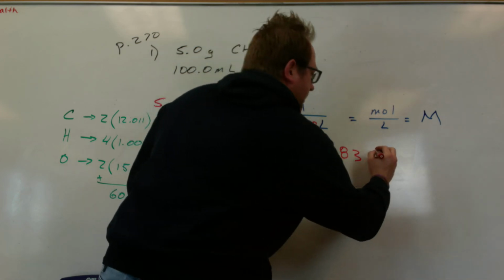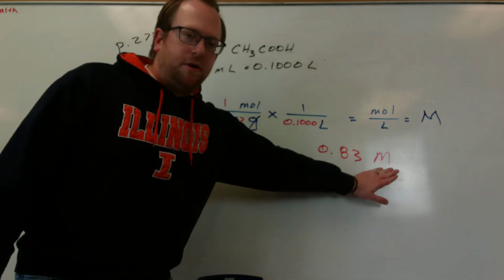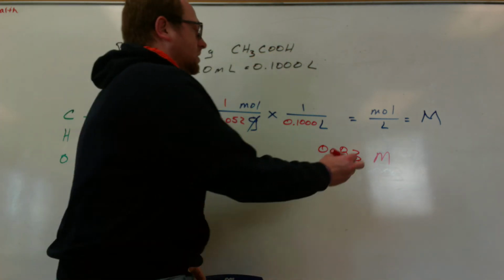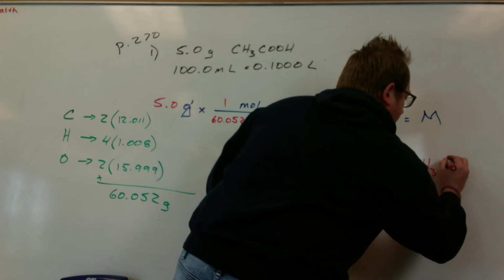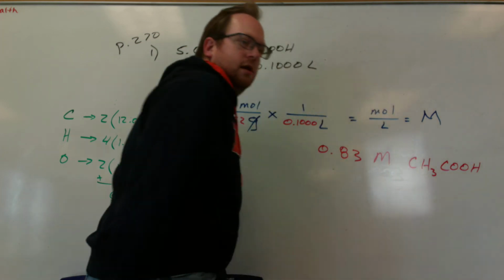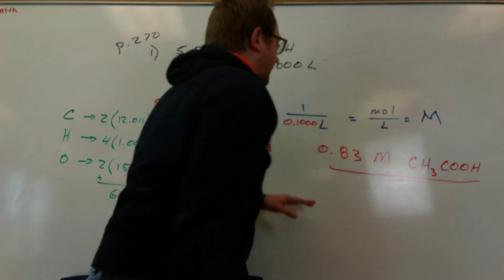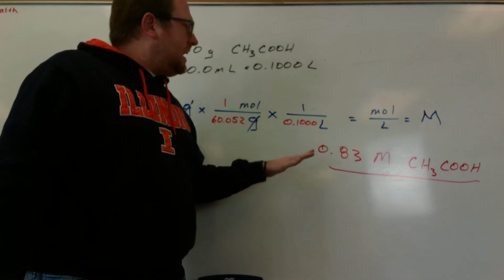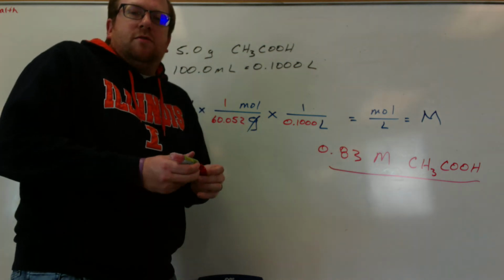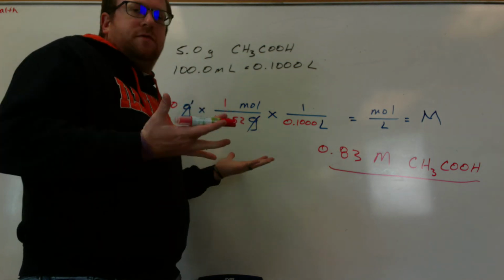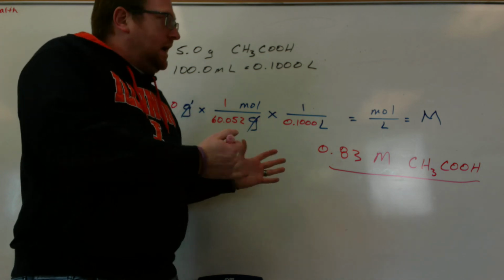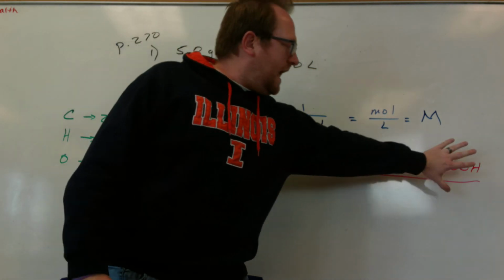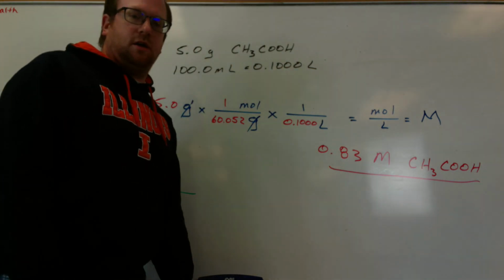And again, my units are molar, capital M, and I have to write the formula of my solute. Acetic acid, CH3COOH. This is my answer. If I just write 0.83, that doesn't mean anything. It doesn't have a unit. If I just write 0.83 molar, well, 0.83 molar what? What's your solute? What's dissolved in the water? I don't know. You haven't told me. I've got to have all three parts: the number, molarity, and the formula for my solute.